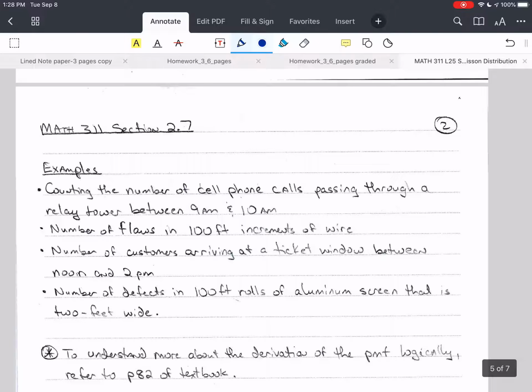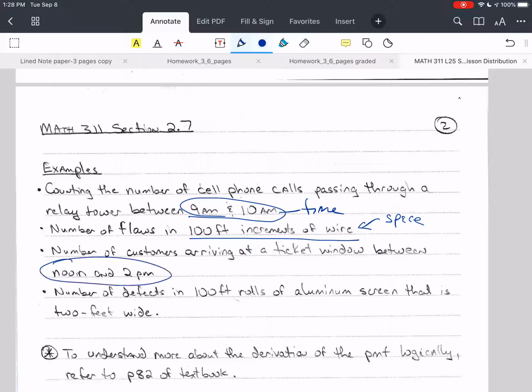We could count the number of cell phone calls passing through a tower between 9 and 10 a.m. Here's time. We could talk about the number of flaws in 100-foot increments of wire, that's space. In fact, it's length. And then we could talk about the number of customers arriving at a ticket window between noon and 2 p.m., that's time again. And the number of defects in 100-foot rolls of aluminum screen that is 2 feet wide, that's area for our interval, so space.